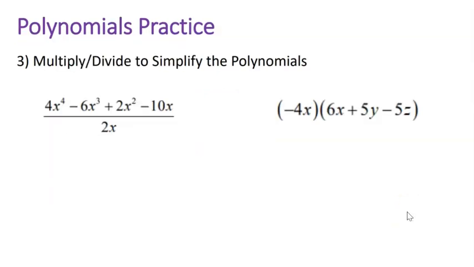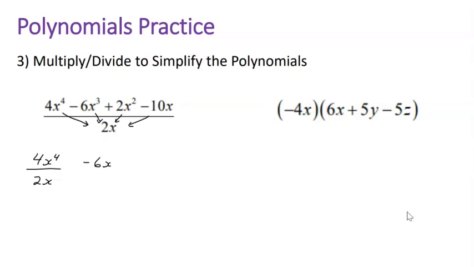Third type of question reviews multiplication and division. First, we'll look at division. When you are dividing a polynomial by a monomial, it means you're dividing each and every term by the monomial in the denominator. You may find it useful to rewrite each term and do the division separately in order to stay organized and keep your signs working out.